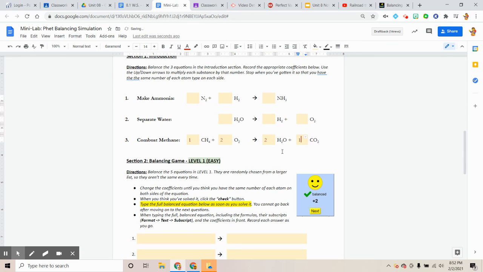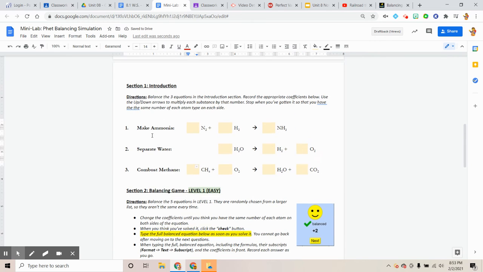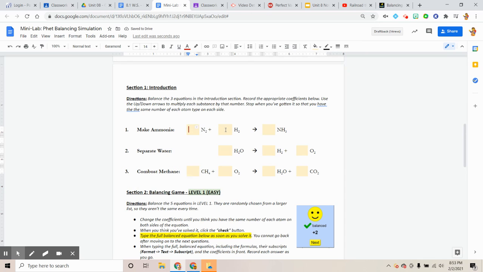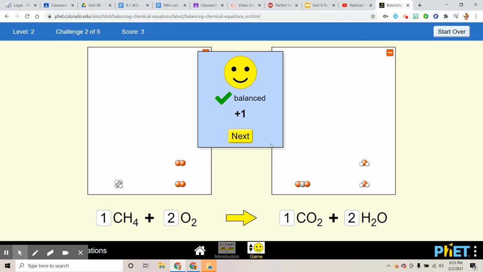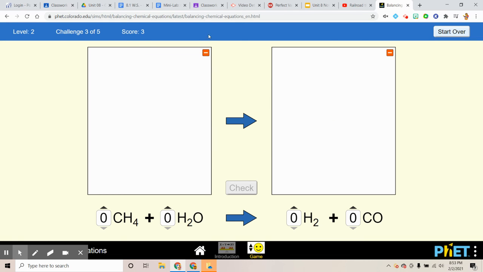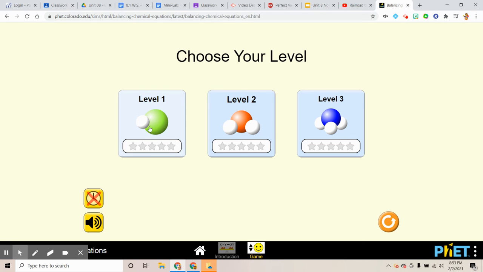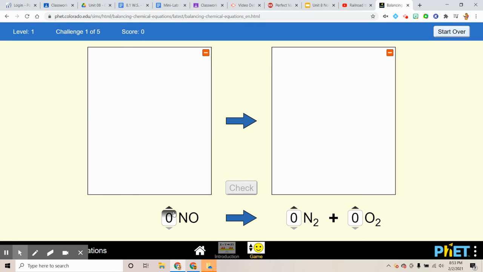Cool. So there you have it. That's your activity. You are going to do the introduction and then fill in the coefficients here as you go. Then you are going to go to the game and you are going to play the easy level game. Now, there's 3 levels of game. There's level 1, which is easy, level 2, which is medium, and level 3, which is hardcore. For this lab, you're going to do the introduction and level 1. You are going to balance this equation out.